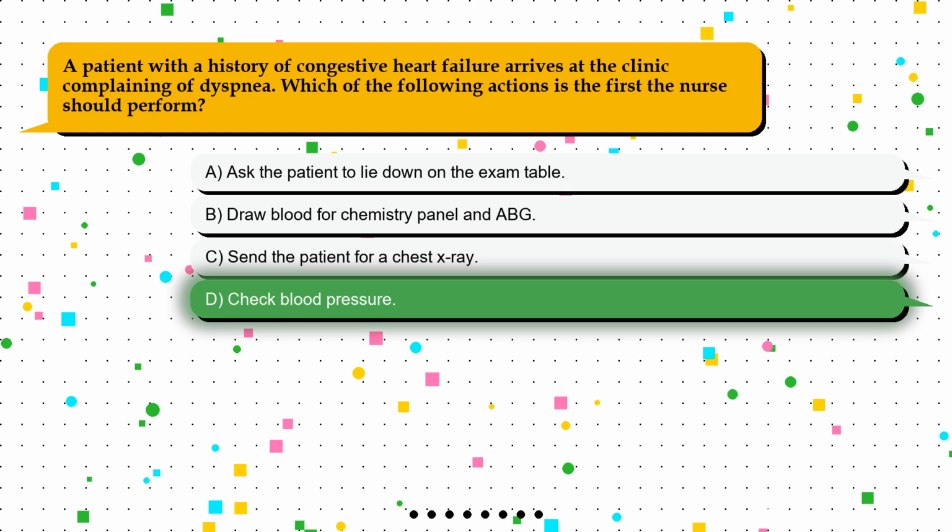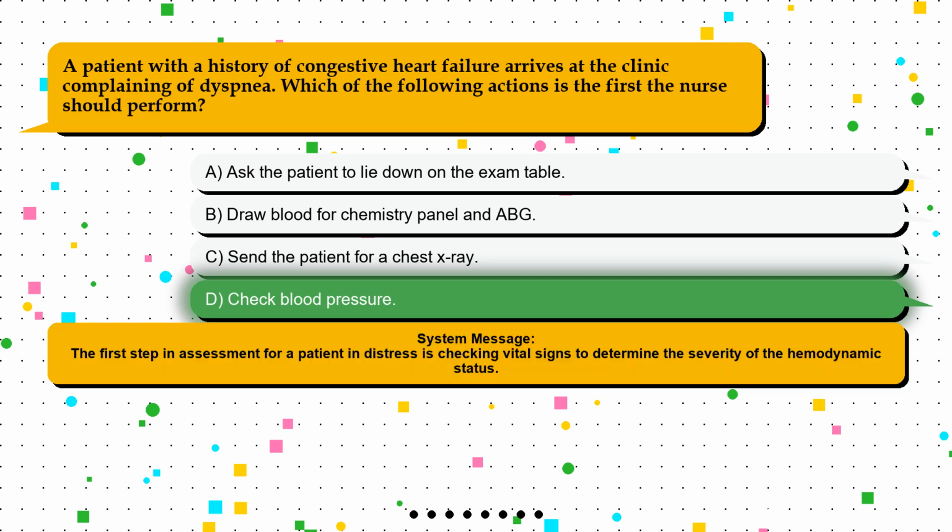The correct answer is option D, check blood pressure. The first step in assessment for a patient in distress is checking vital signs to determine the severity of the hemodynamic status.